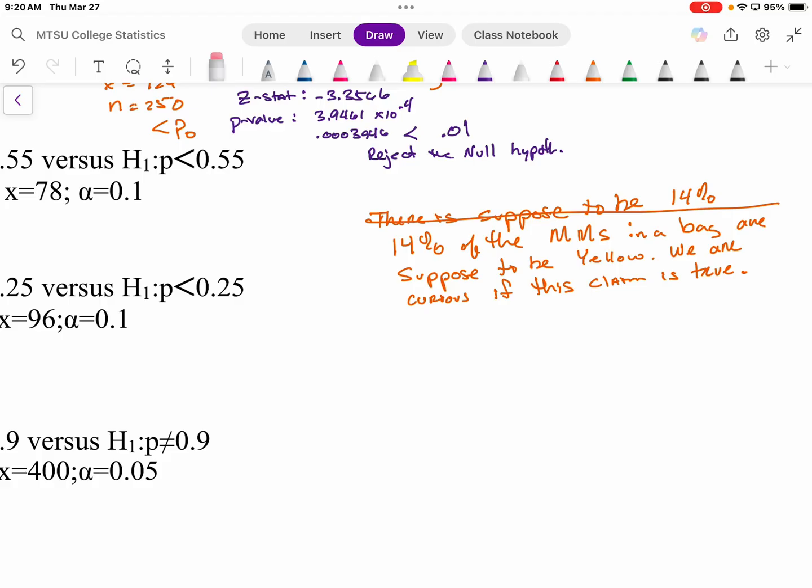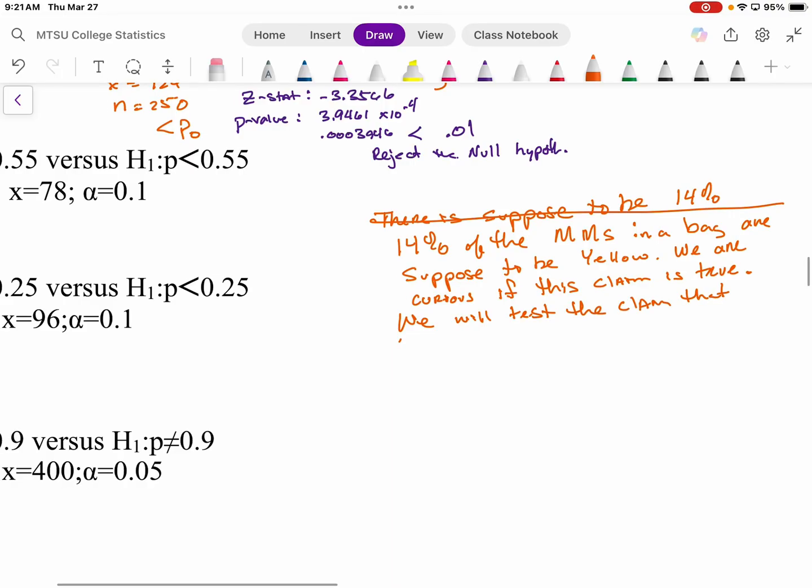Sorry, my pen's having trouble. We will test the claim that the proportion of yellow is different from 14%, at, let's go, 5% significance level.